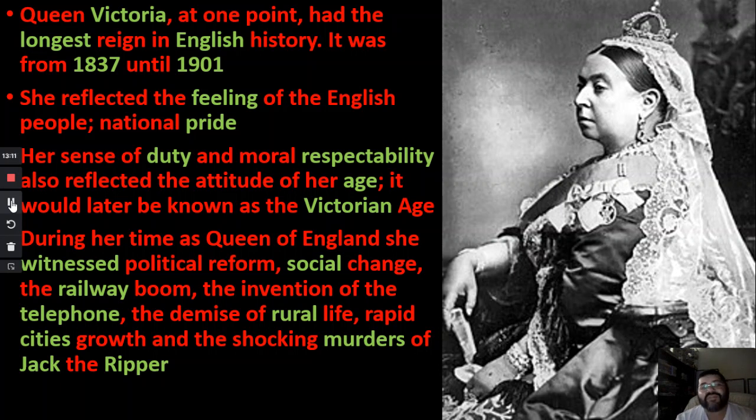Now, she was queen for so long. She saw a lot of things from when she first started up until she died. She saw political reform, social change, more people having the right to vote, not just rich white men. It was now all men, up to this point.